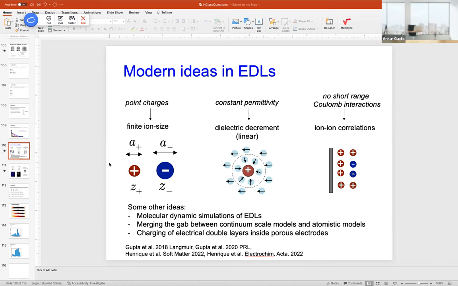There are people who do molecular dynamics simulations of electrical double layers, which is a very active area of research. The second paper in my postdoc focused on the fact that there is molecular dynamics simulation and then there are continuum models. They should agree with each other and not diverge. So how do we bridge that gap? And like I mentioned earlier, my PhD thesis focused on charging of electrical double layers inside porous electrodes. All of this is in free space, but when you add confinement, things start to break again, so you have to take those effects into account as well. These are some modern ideas that continue to go around in this space.